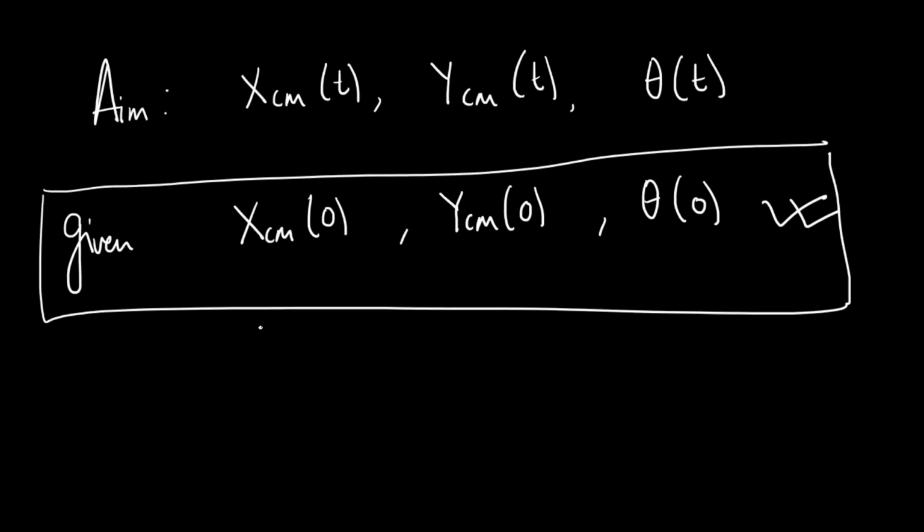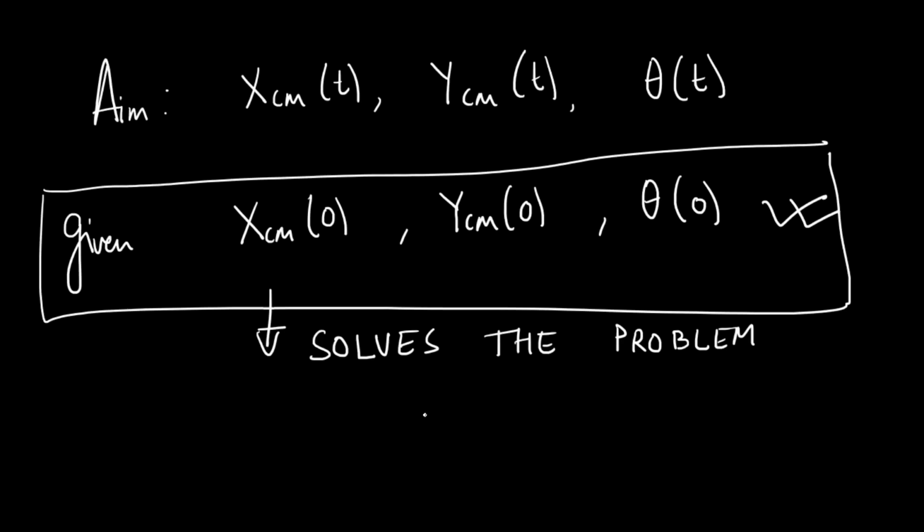And this solves the problem, because Chasles' theorem says that any translation plus rotation problem can be solved by giving these three values. Done.